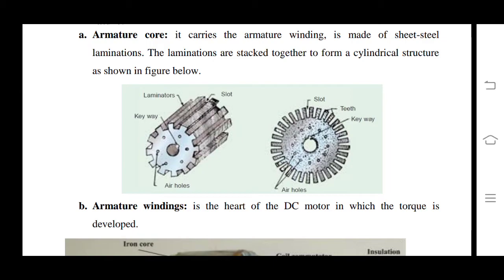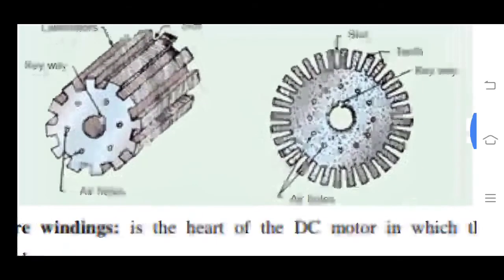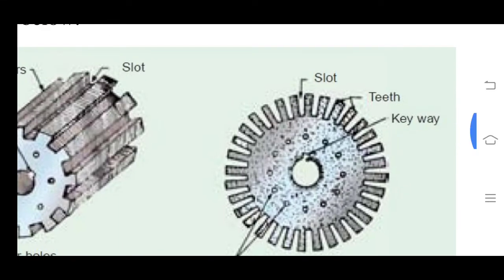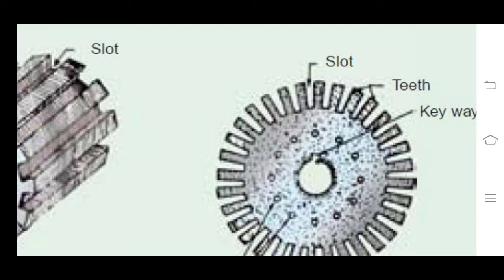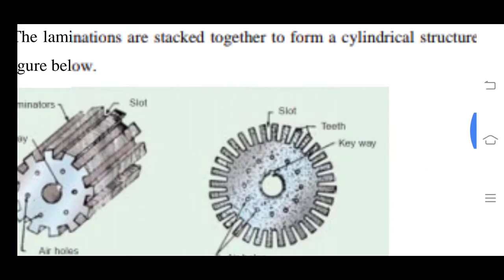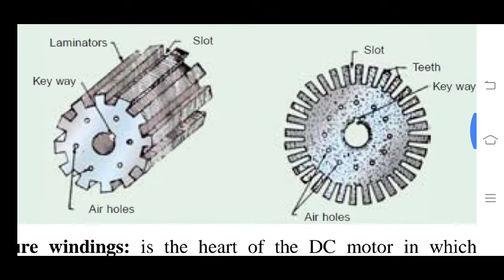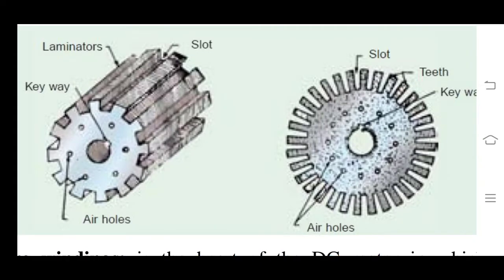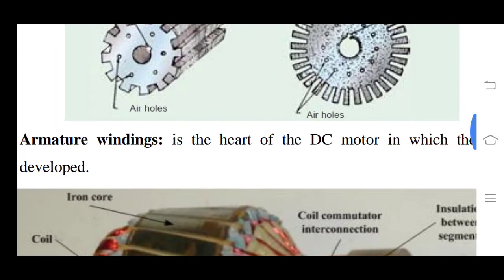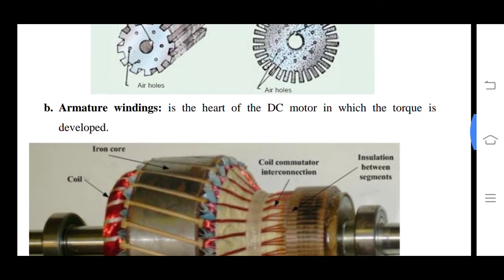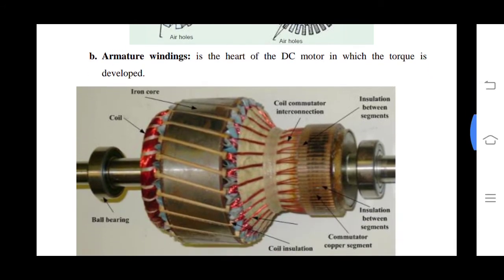So we can see the slots and teeth area. So this is the slot area. The air gap is more for the slot area and very little for the teeth area. So at the slot area the air gap is more, so the reluctance is more; at the teeth the reluctance is less. Armature winding is the heart of the DC motor, in which torque is developed.